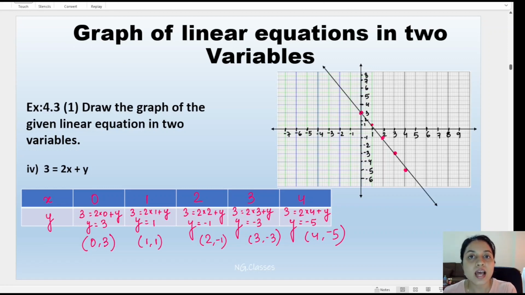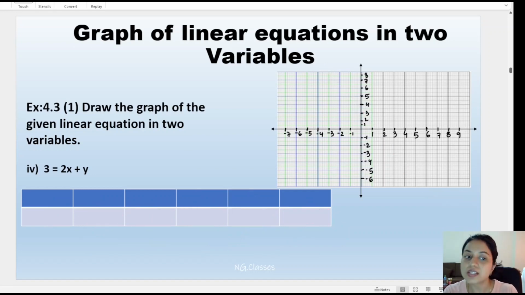Hence, this is the line which represents the equation 3 equals twice x plus y. And hence it's called a linear equation. Whenever we plot the graph, we always get a straight line. That's why the name is linear equation. Now there is one more way to plot the graph, or we can say there is a shortcut to plot the graph. Let's see what that is.